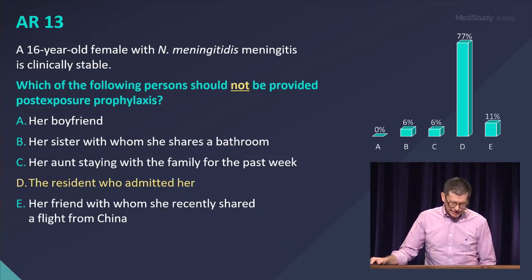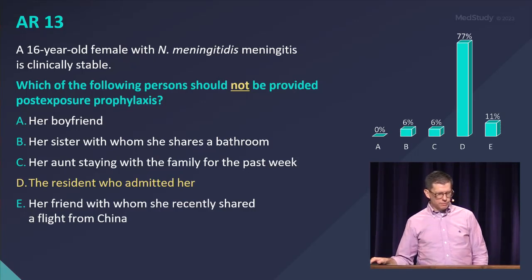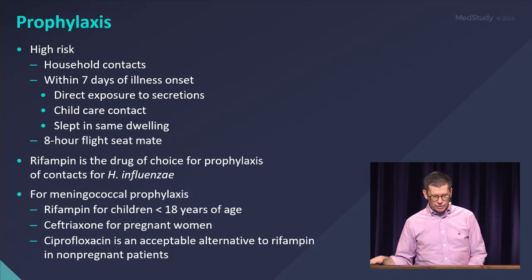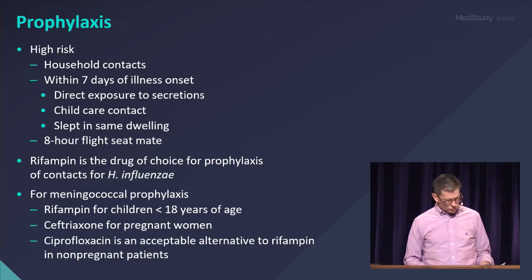All right, so D, the resident who admitted her. And we'll see y'all got that correct, right? And so the reason is for high-risk individuals, right? So when we talk about household contacts, right? So that's the sister. Direct exposure to secretions. 16-year-old female has a boyfriend, so likely the boyfriend may have been exposed to her secretions. Living in the same dwelling, so that would be the aunt, and then the 8-hour flight seatmate, which was her friend.